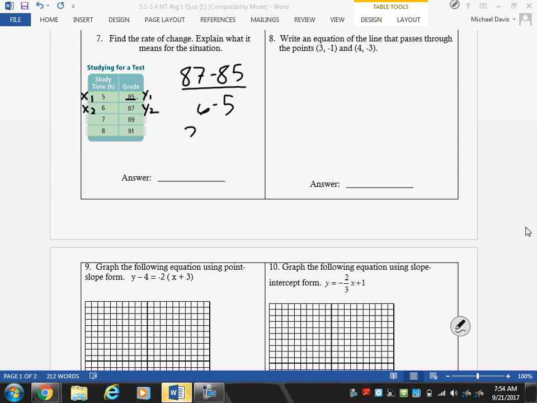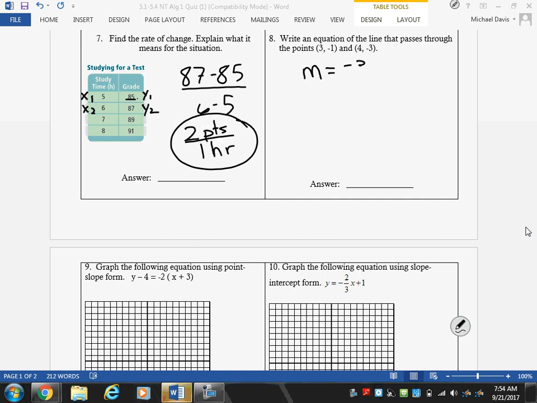So that's 2 points per 1 hour. That's my slope. So for every hour of studying time, that'll increase your grade by 2 points, is what that says. All right, on number 8, first thing I do is find the slope.